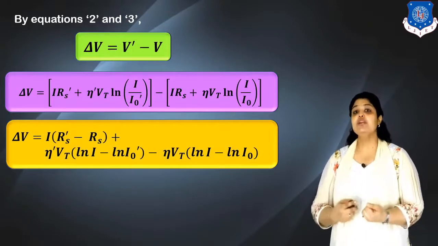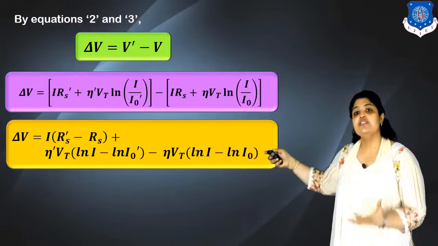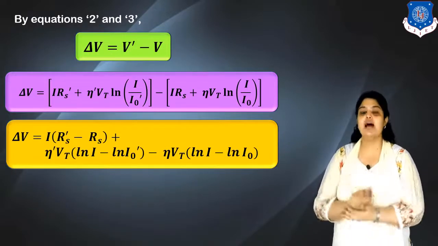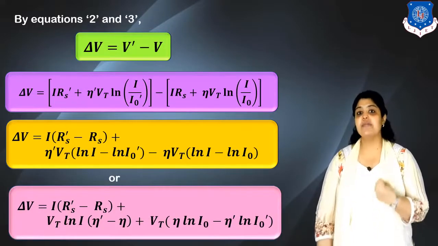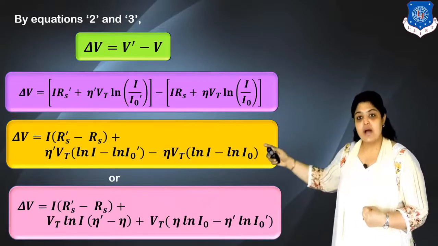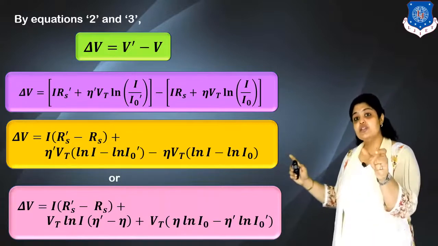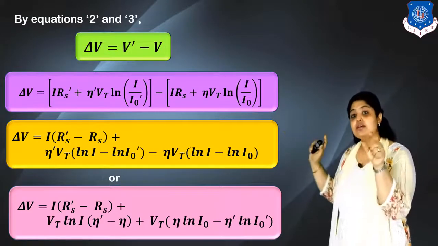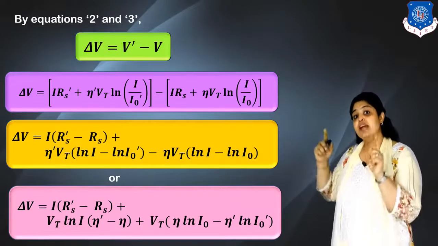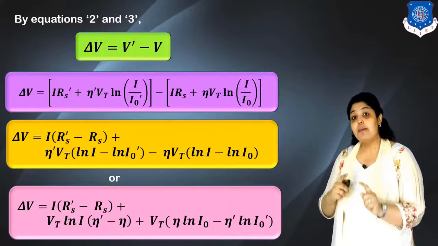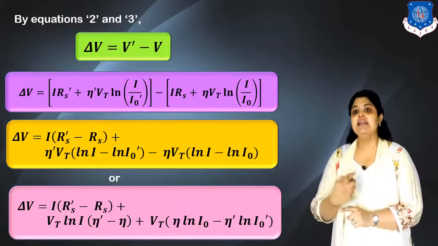What have I done is, we know that ln of A by B can be written as ln of A minus ln of B. So I have just taken the common terms outside, and thus we get this equation. Simplifying this equation further, I can say delta V is equals to I Rs dash minus Rs plus Vt ln I. Now just see the second term in the yellow colored box. It is Vt into ln of I. Now if I expand the yellow colored box, I will be having eta dash Vt ln I minus eta dash Vt ln I naught dash minus eta Vt ln I plus eta Vt ln I naught.